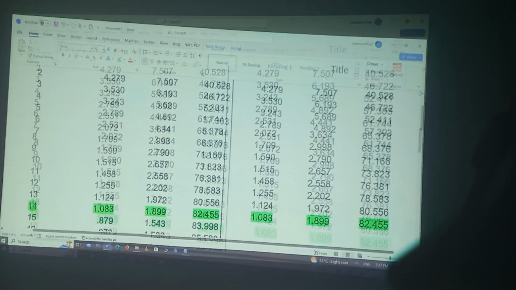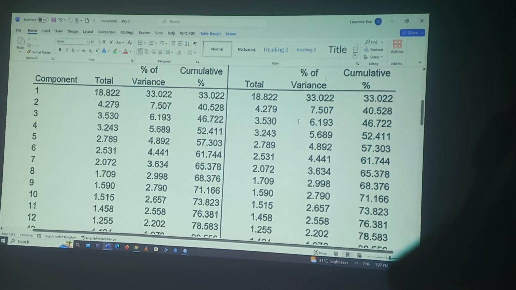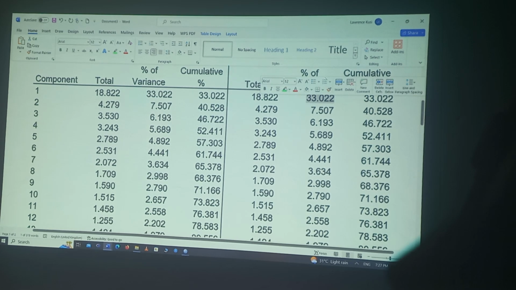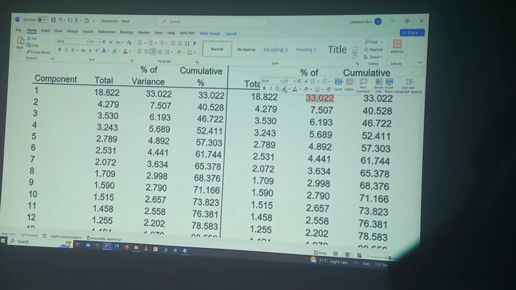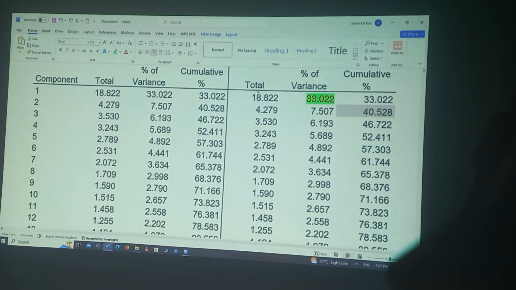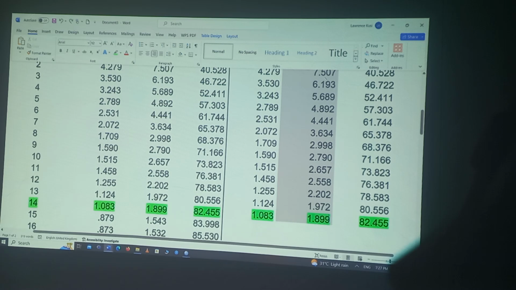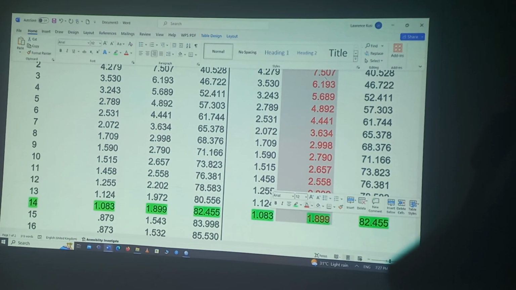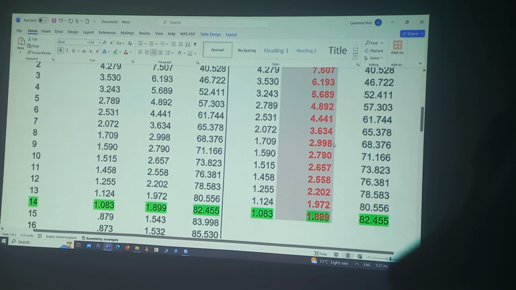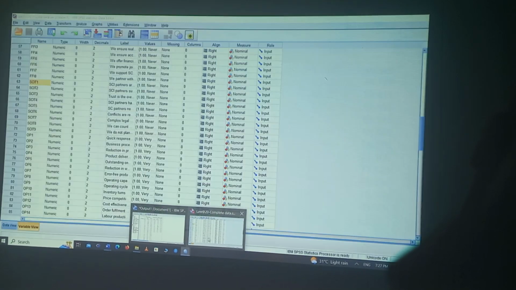Okay. Now let's observe and evaluate the total variance, the percentage of variance. For factor 1, we are likely to get 33.022. Good. And they are all less than 50. So we say that for all the possible factors that we are getting, there's no threat of what? Common method bias. That's all. Okay. So once we have done that, we can now go and evaluate the factor analysis.